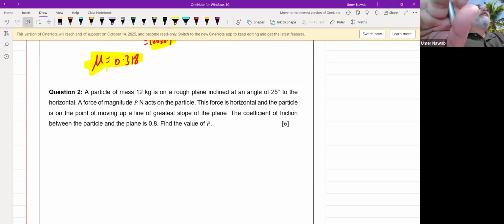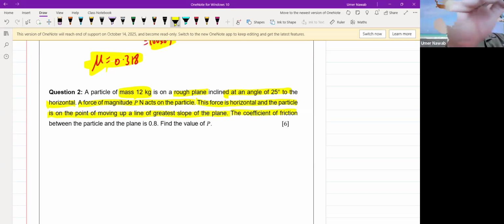Now we go to question number 2, where a mass of 12 kg is on a rough inclined plane at an angle of 25 degrees to the horizontal. A force of magnitude P Newtons acts on the particle. This force is horizontal and the particle is on the point of moving up the greatest slope. The coefficient of friction between the particle and the slope is 0.6. Find the value of P.